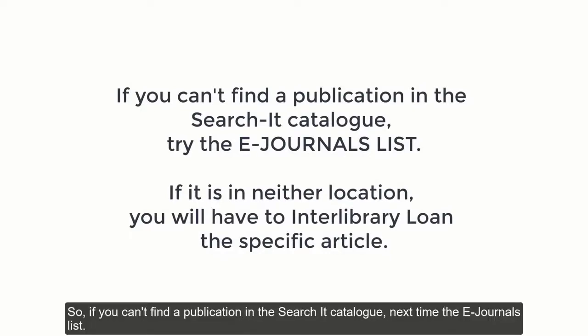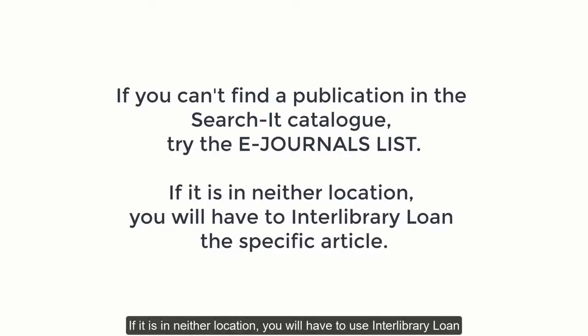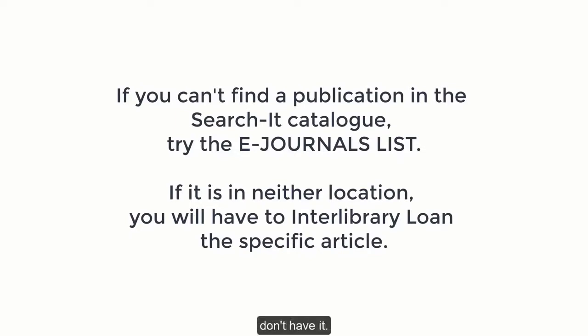So if you can't find a publication in the Search It catalog, next try the e-journals list. If it's in neither location, you will have to use interlibrary loan and find the specific article inside of the publication, as we probably don't have it.